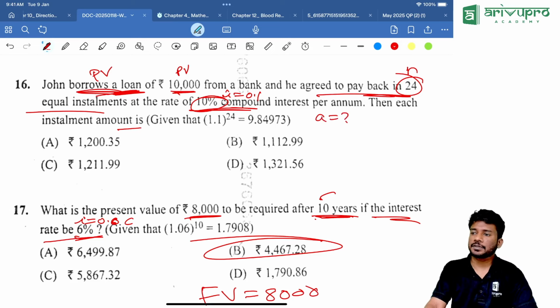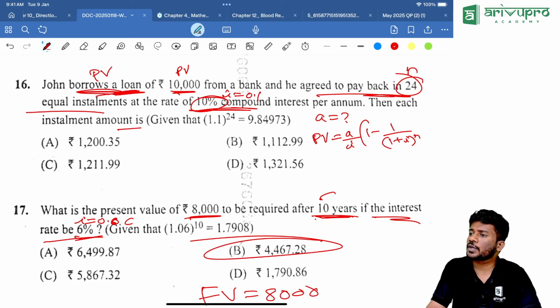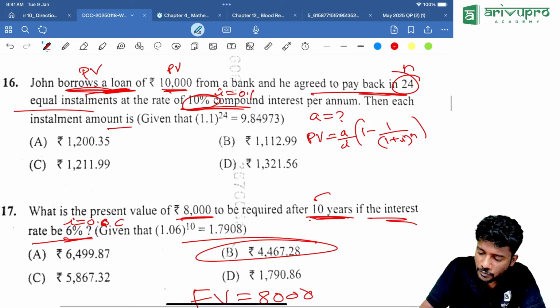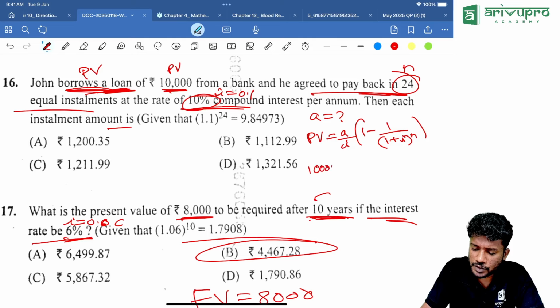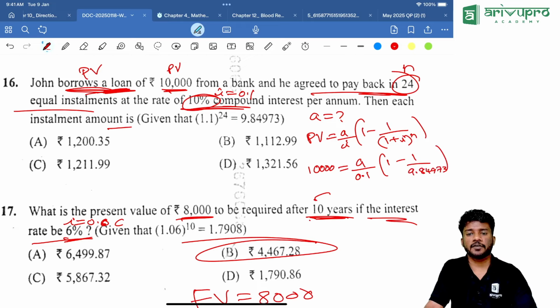Get me the answer, people. Either you can use the formula PV is equal to A by I into 1 minus 1 divided by 1 plus I the whole power n. From this you can use, or you can use GT method. Second option, okay, let's see. Which is PV is how much? 10,000. Which is equal to how much? The A we need to find. I is how much? 0.1. A is over here. 1 minus 1 divided by how much? 9.84973. Solve it for me, everyone. Solve it for me. Or use GT method.